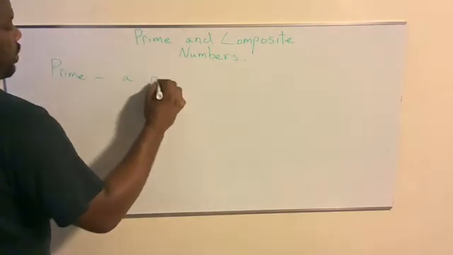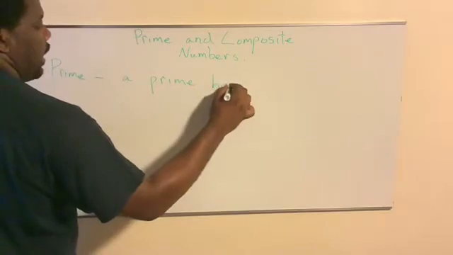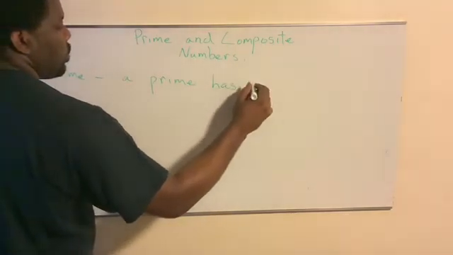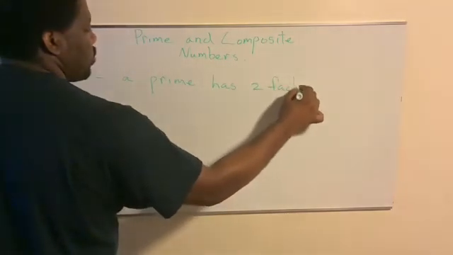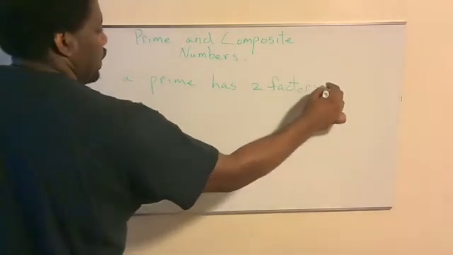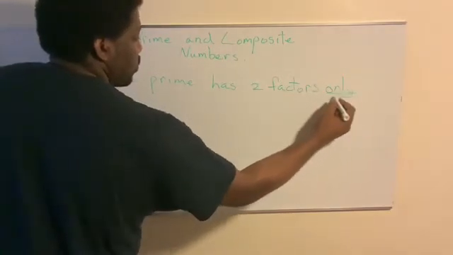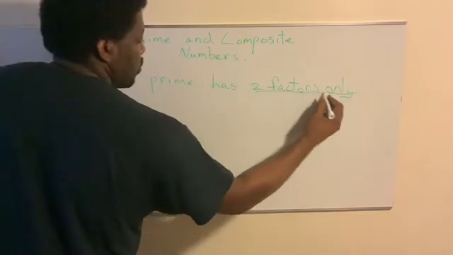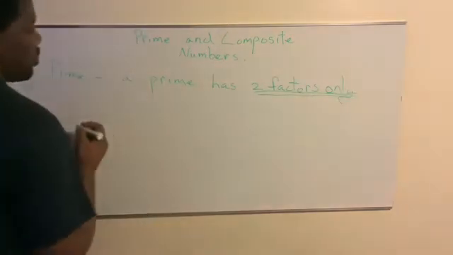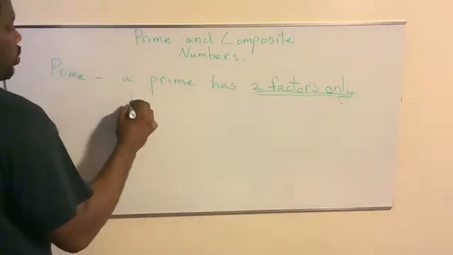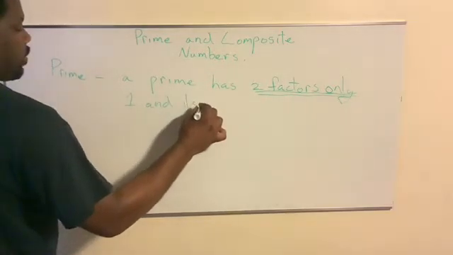A prime number has two factors only: one and itself.